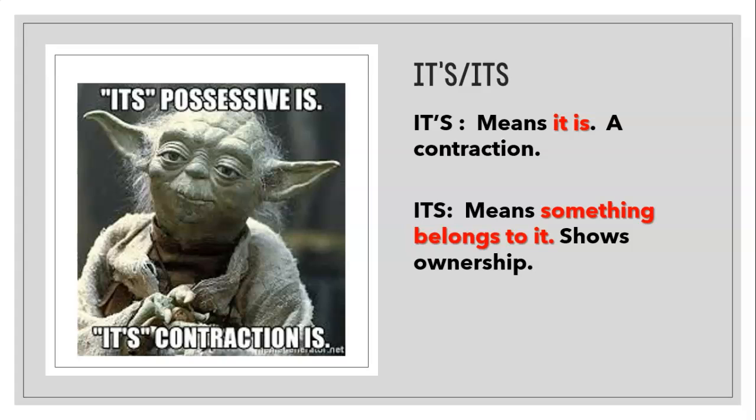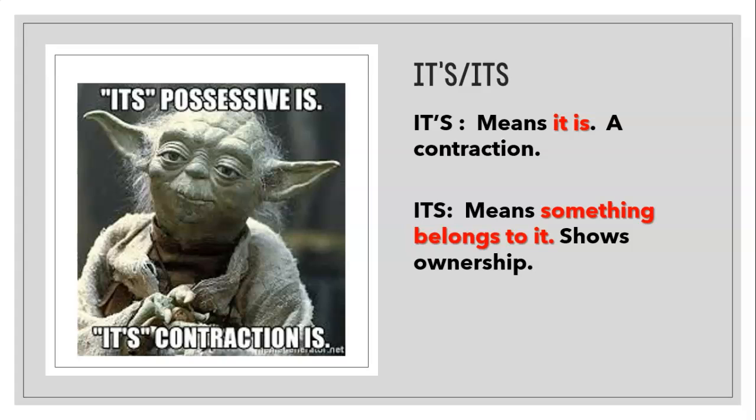Our third set of words is its and its. This one is tricky because it doesn't follow the rule that you think you should know. Most of the time when you see an apostrophe S, we always want to think that means that that word owns something. But its is the exception. IT apostrophe S means it is. It's a contraction. So if I say IT apostrophe S, that means it is. It's going to snow on Tuesday. IT apostrophe S, it is.